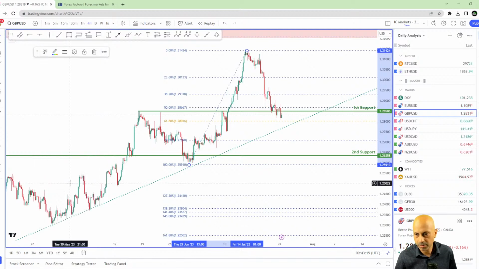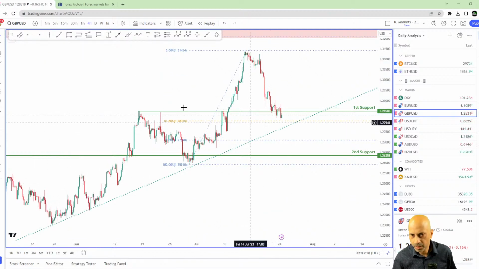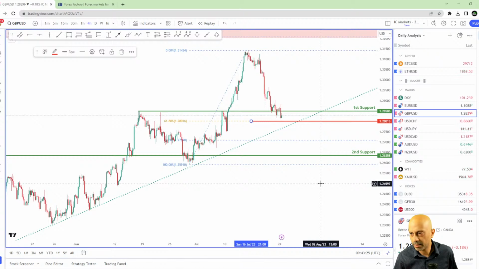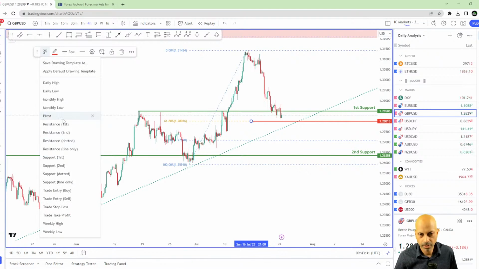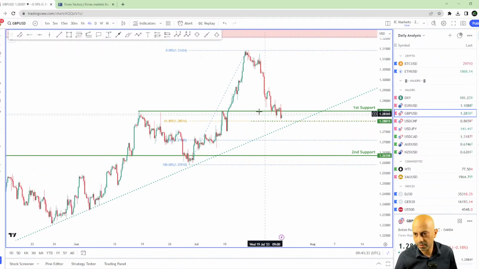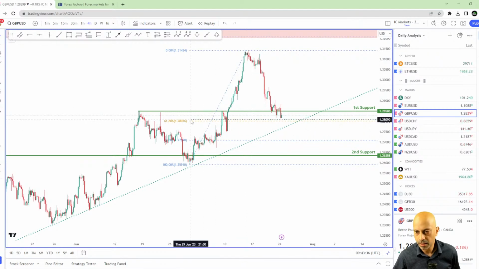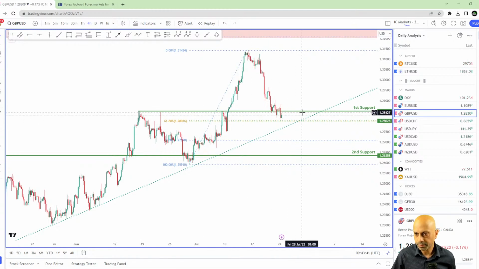So let's tidy up the chart. So we can probably expect price to find some support around this level here at 1.2801 or just 1.28 itself. Right, so let me just identify this. As we can see, the first support has been broken at 1.2850, but price does seem to be stabilizing above the 61.8% Fibonacci retracement, and we could see price rebound to move higher as well.